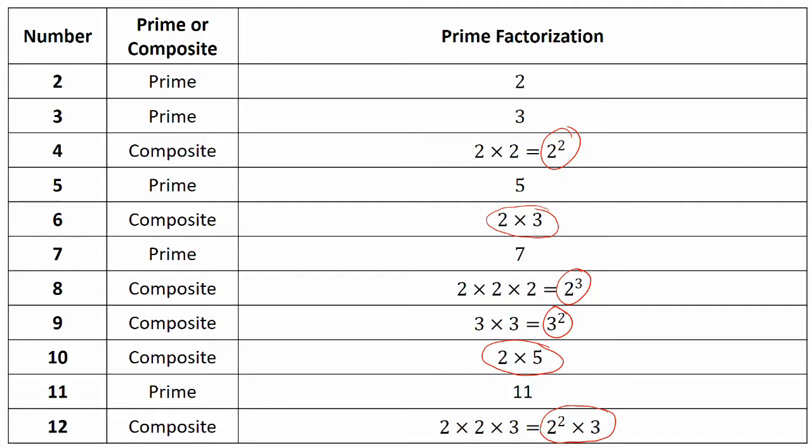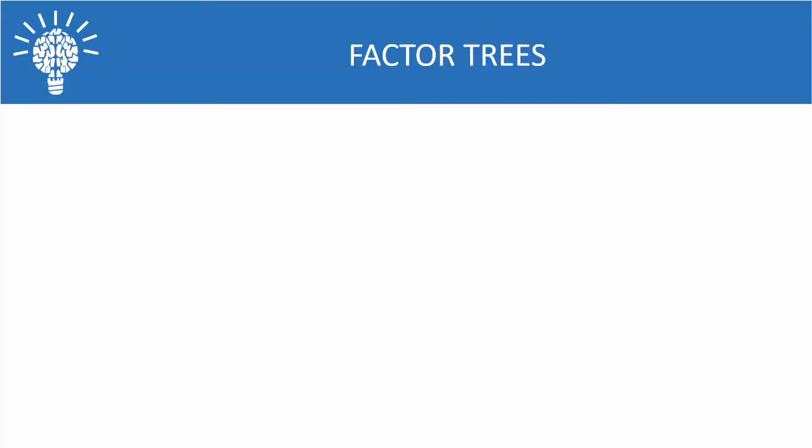For small numbers, it's really easy to find, as you can see here. But for larger numbers, it can be a bit more of a difficult task. So I have a few strategies to show you that will help you find those prime factorizations. The first strategy I'm going to show you is how to make a factor tree. So we're going to find the prime factorization of the number 42.